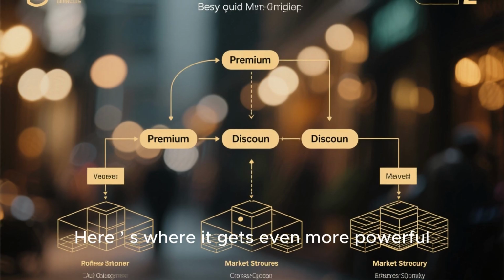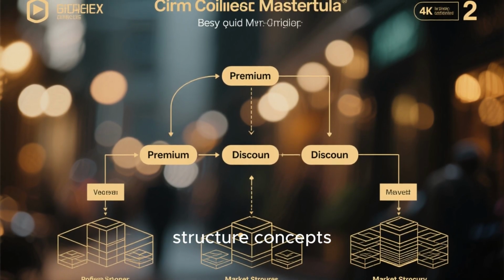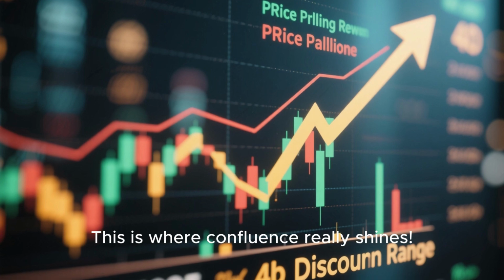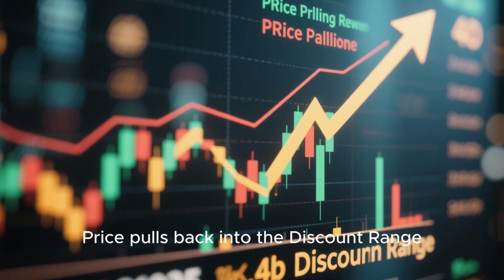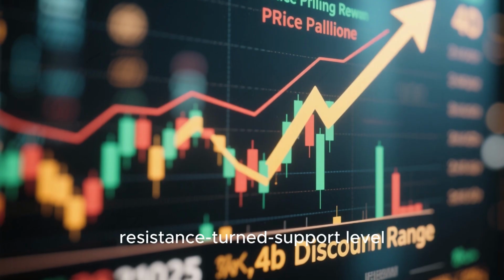Here's where it gets even more powerful. Connecting premium and discount to other market structure concepts. This is where confluence really shines. Imagine an uptrend, and price pulls back into the discount range, and it hits a previously flipped resistance turned support level.